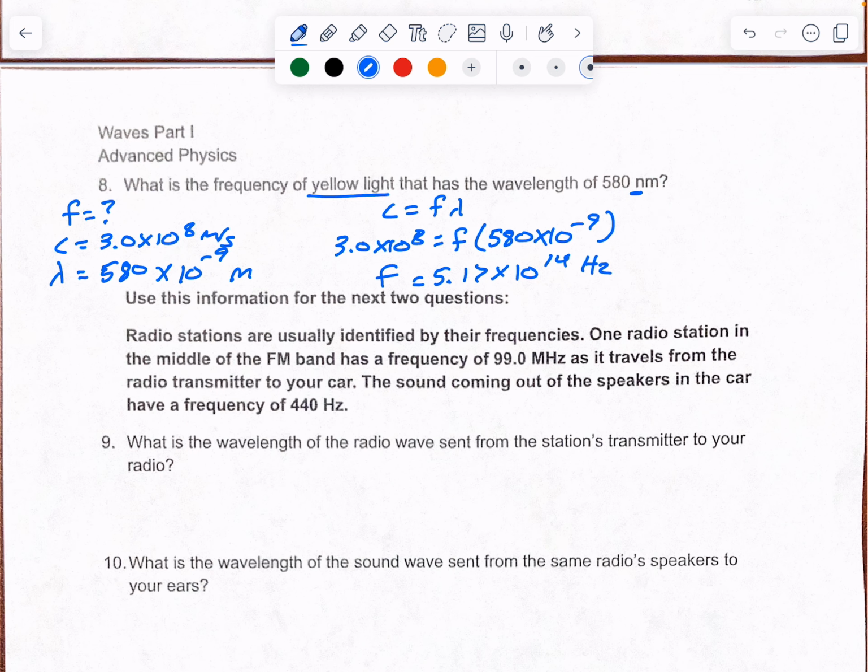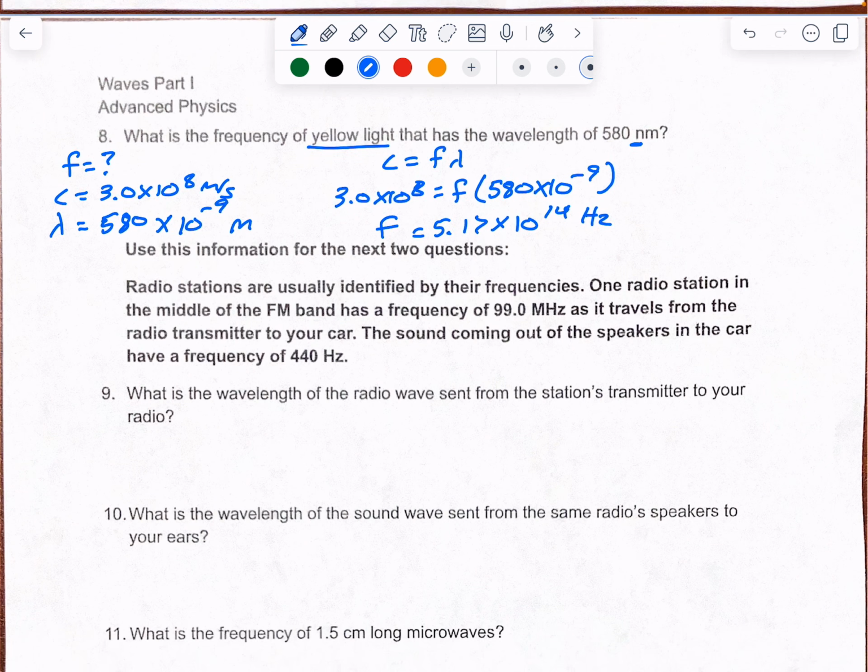Okay, so next one, use this information for the next two questions. Radio stations are usually identified by their frequencies. Okay, one radio station in the middle of FM band has a frequency of 99.0 megahertz as it travels from the radio transmitter to your car. Okay, so you have the radio transmitter right here, so we'll just say that's the tower. Okay, what it's doing is it's sending basically a signal to your car.